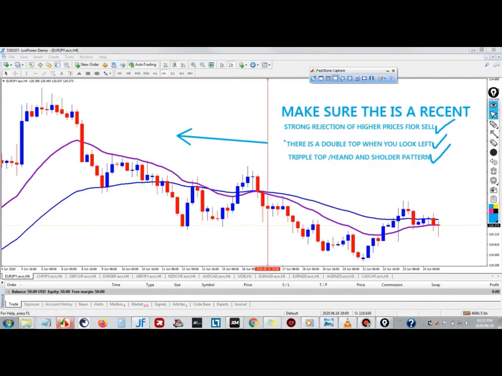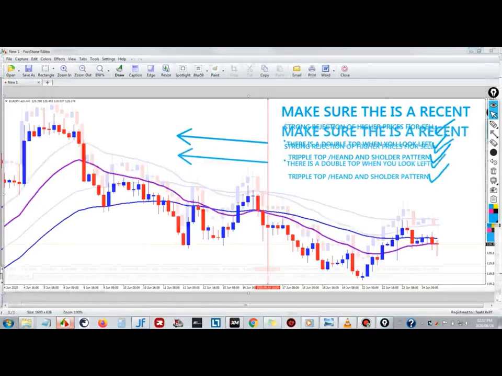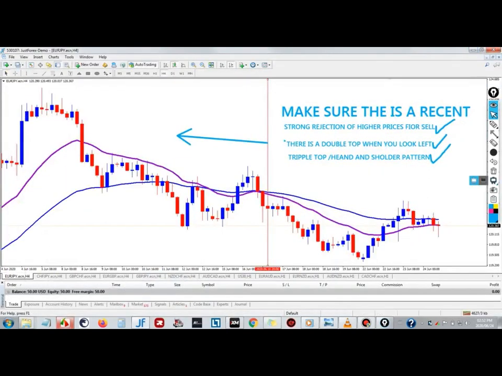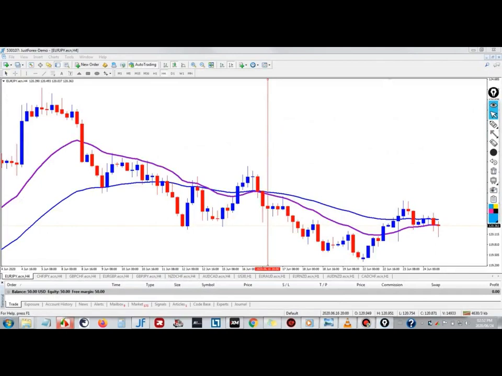Let's look for a trade entry, my friends. I'll capture this screen now from my thumbnail. Okay, let's delete everything here, and then let's do what? Let's save this template.